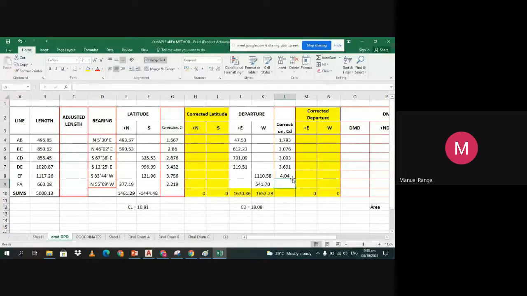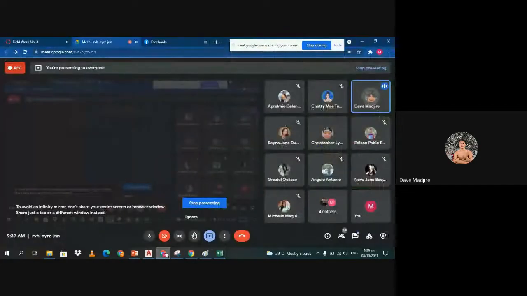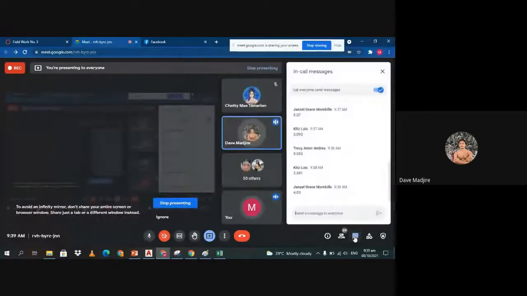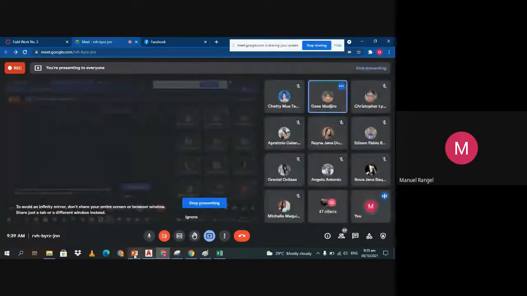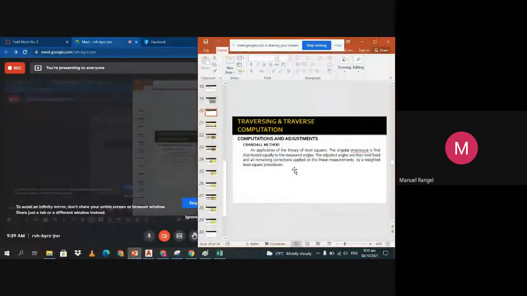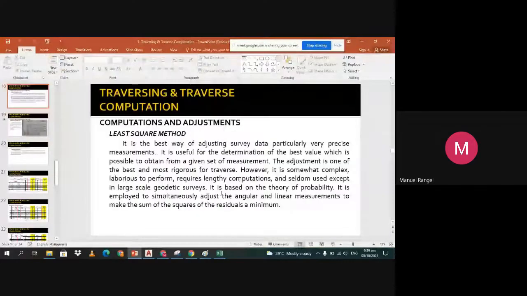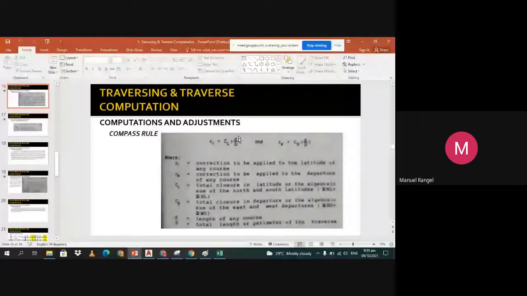Okay, last line, FA. 18.08 times 2.387, sir. Sir, where do we get the departure correction, the formula? Using the compass rule, this is the formula: the correction in latitude and the correction in departure. The total closure in the departure multiplied by the ratio of the distance of the line divided by the total length or perimeter of the traverse.